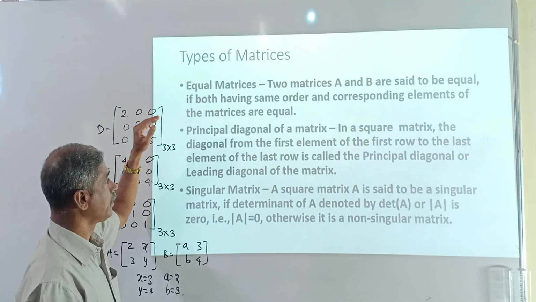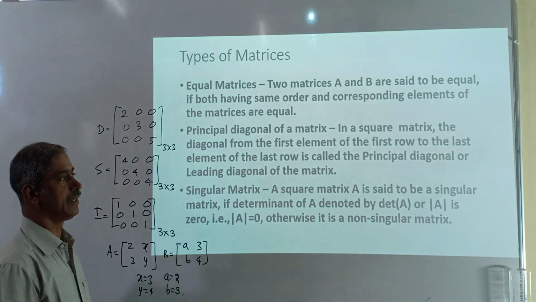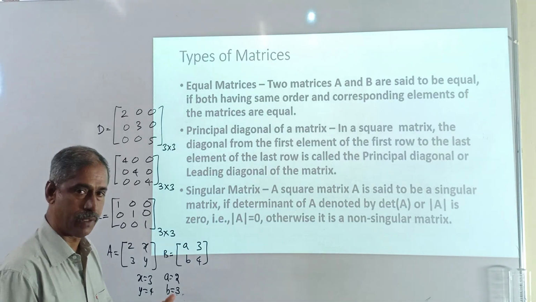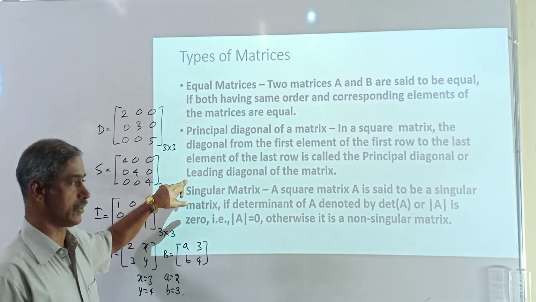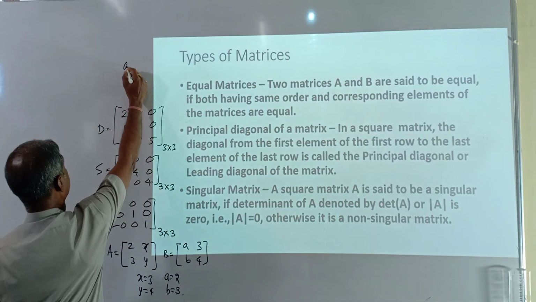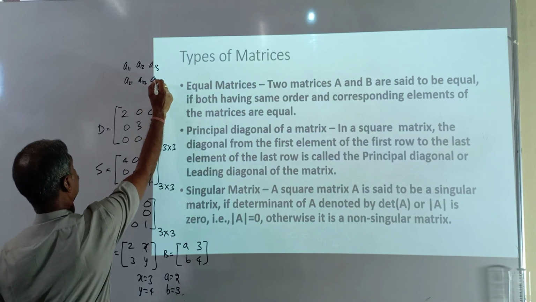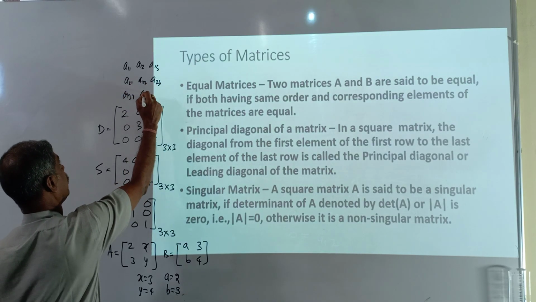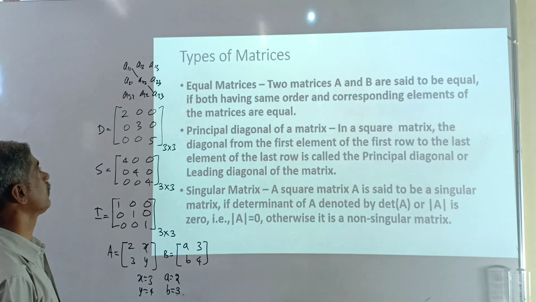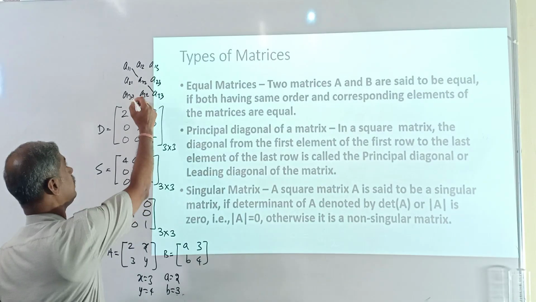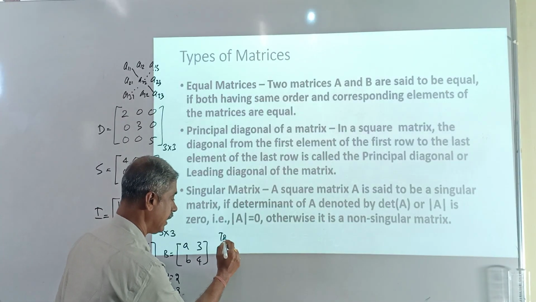In a square matrix, the diagonal from the first element of the first row to the last element of the last row is called the principal diagonal. The other diagonal will be called the trailing diagonal, while the principal diagonal is also known as the leading diagonal. So when we generalize it, A11, A12, A13, A21, A22, A23, A31, A32 and A33. The entries A11, A22, A33 are called leading diagonal entries, where i is equal to j. The other form is called the trailing diagonal entries. That is called the trailing diagonal.